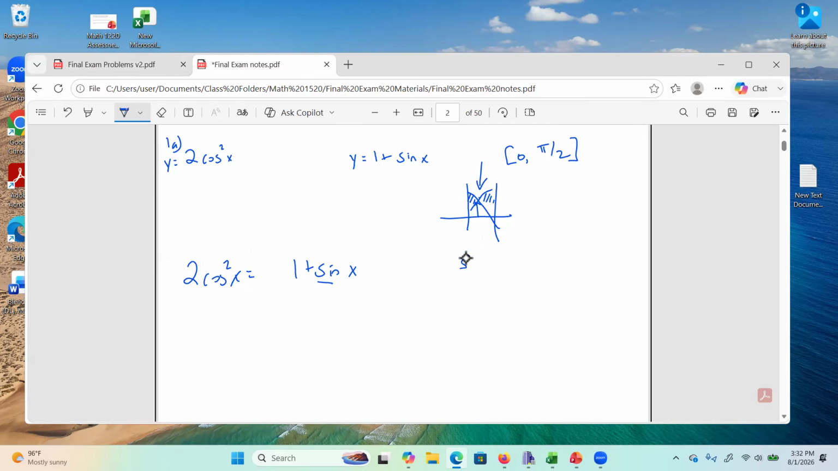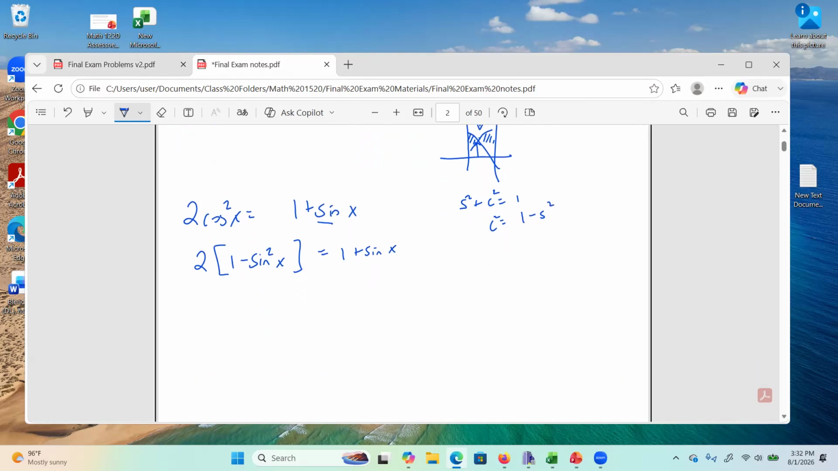So you have to remember that sine squared plus cosine squared is equal to 1. Cosine squared is equal to 1 minus sine squared. So what we're going to do is say we have 2 times 1 minus sine squared x here, equal to 1 plus sine x. And then we have to go through the algebra to figure this out. So we have 2 minus 2 sine squared x is equal to 1 plus sine x.